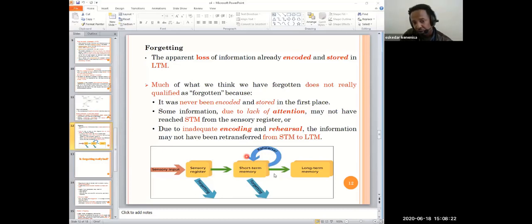Transported from short-term memory to long-term memory. We did not encode it, we did not rehearse, we did not look at that thing again and again from different angles, so maybe it may not be transferred to the long-term memory. If the information is lost due to these reasons, we cannot label it as forgetting. So let me ask you a question: do you think forgetting is good or bad?